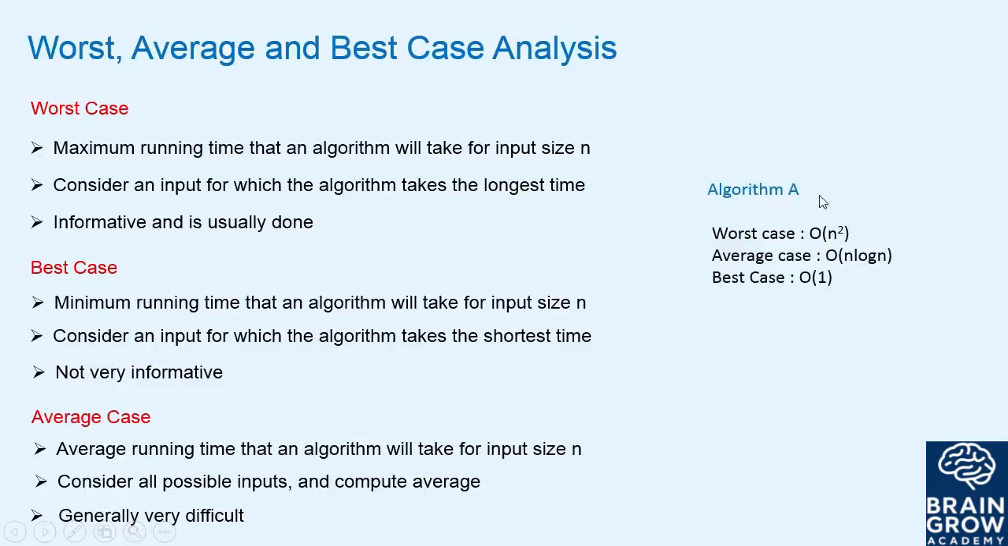Suppose we have an algorithm which behaves order of n square in worst case, order of n log n in average case, and order of 1 in best case. So we'll say that algorithm A is order of n square. To be more specific, we can explicitly state the order in these different cases.